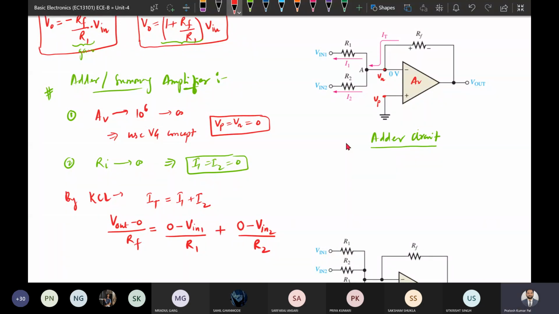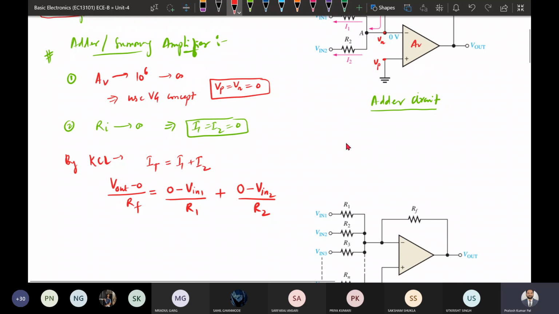Okay, so once we have got this, we need to just separate out the output with respect to input. So once we separate, we can get V out will be equal to minus RF V input 1 divided by R1 minus, or the common minus will be taken, RF V input 2 divided by R2. So this will be the expression of the output.